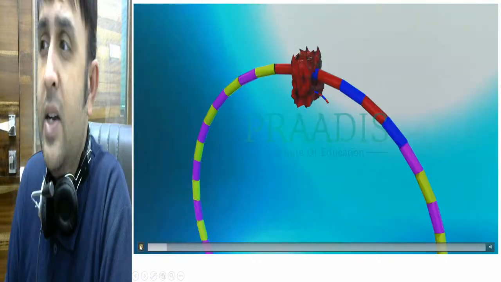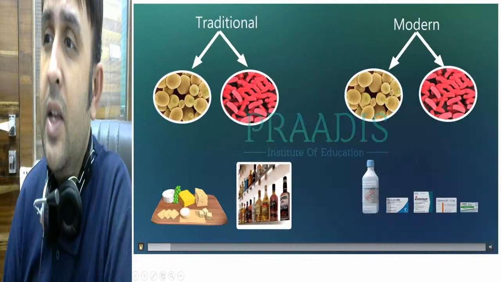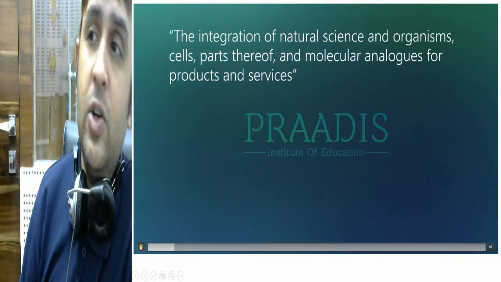The European Federation of Biotechnology (EFB) has given a definition of biotechnology that comprises both traditional and modern molecular biotechnology. The definition is as follows: the integration of natural science and organisms, cells, parts thereof, and molecular analogues for products and services. Principles of biotechnology.